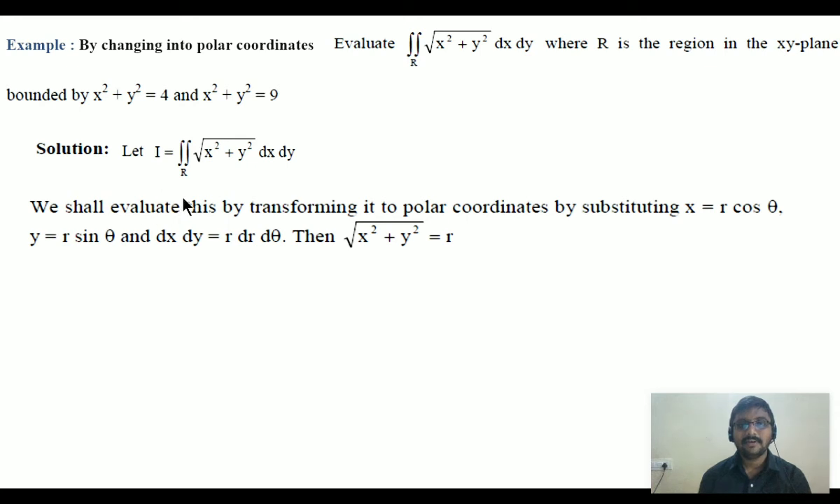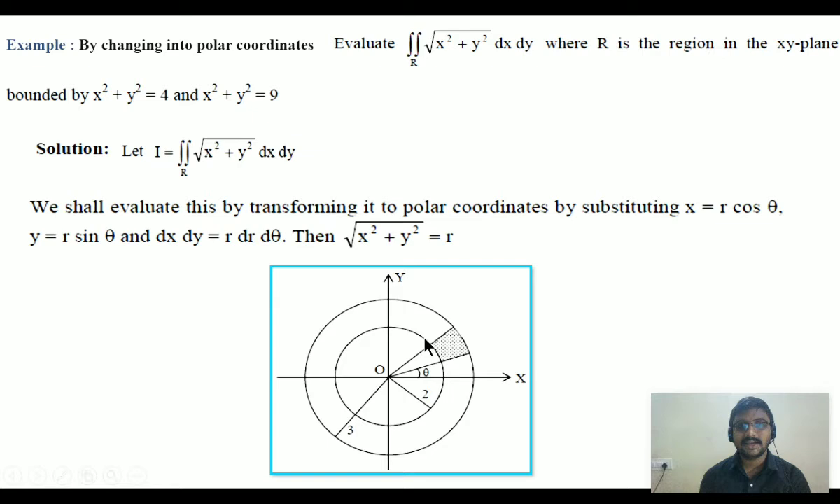We shall evaluate this by changing into polar coordinates by use of the transformation equations. Those are x is r cos theta and y is r sin theta, and dx dy is replaced with r dr d theta. So the integrand function becomes root of r square, that is r. Square root gets cancelled, so we will have r. The rough sketch of the region is like this. So these are the two circles.